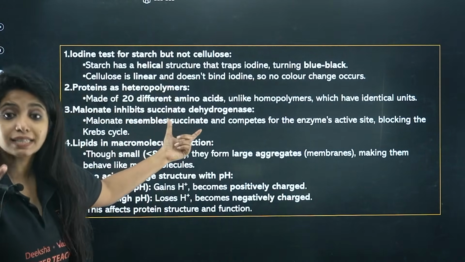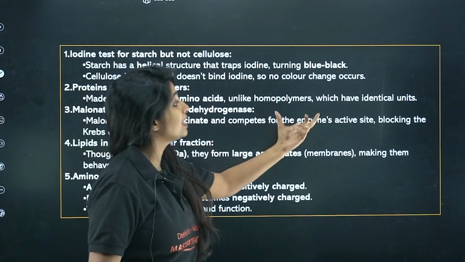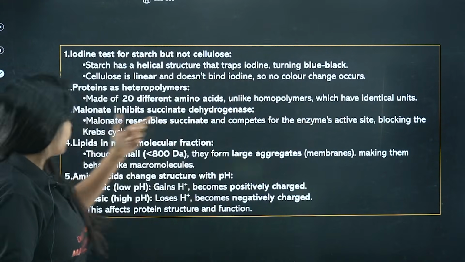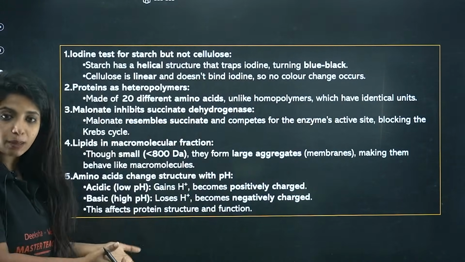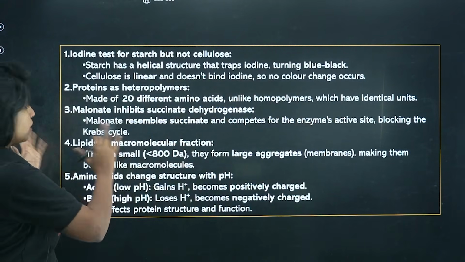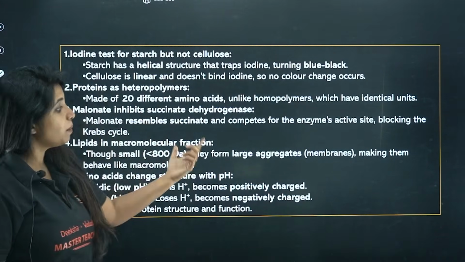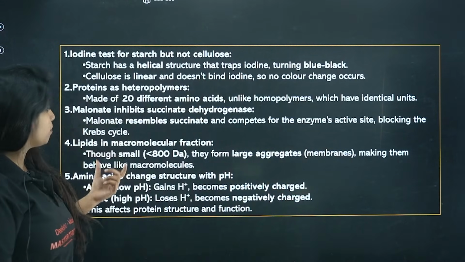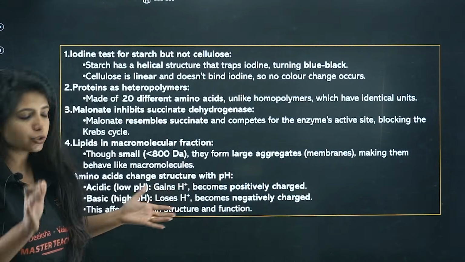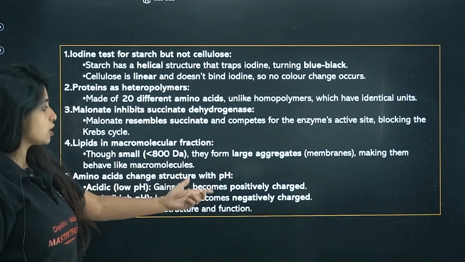Now malonate inhibits succinate dehydrogenase. Malonate resembles succinate and competes for the enzyme's active site. I told you, blocking the Krebs cycle. So this is happening in the Krebs cycle or TCA cycle, and it is being blocked there. Now lipids in the macromolecular fraction. Though small, they form large aggregates, that is membranes, making them behave like macromolecules.